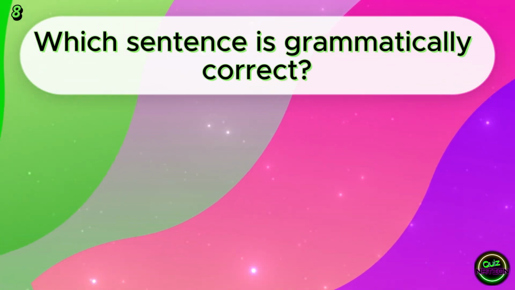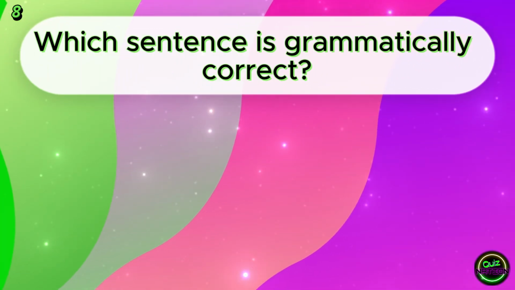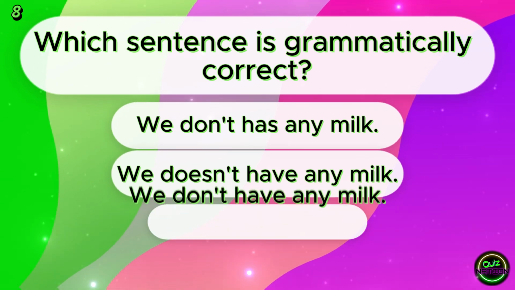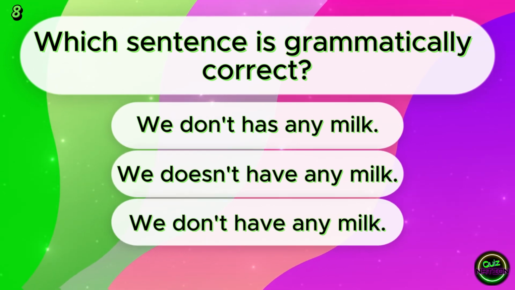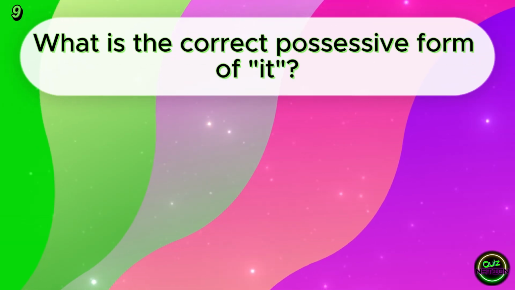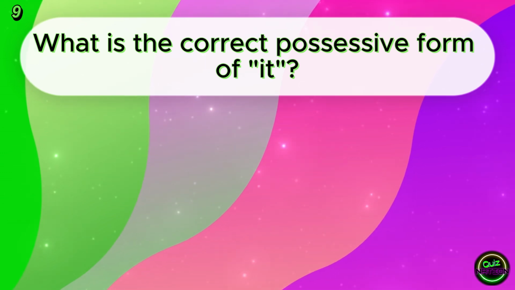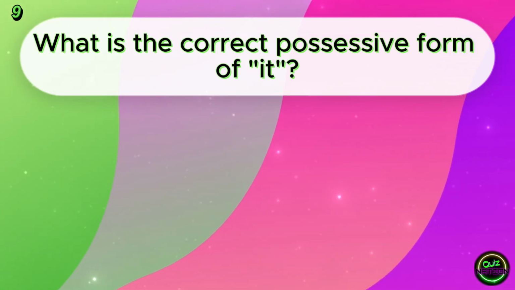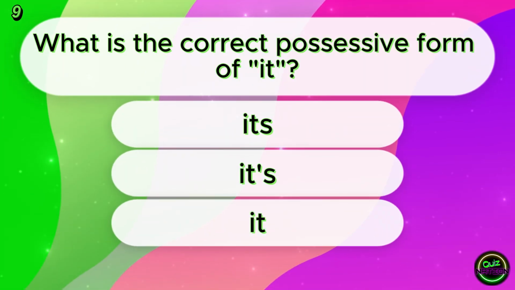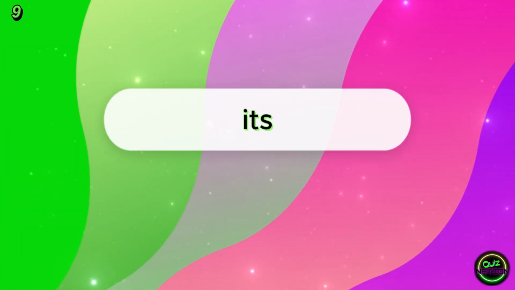Which sentence is grammatically correct? We don't have any milk. We doesn't have any milk. We don't have any milk. We don't have any milk. What is the correct possessive form of it? It's, it. It's.